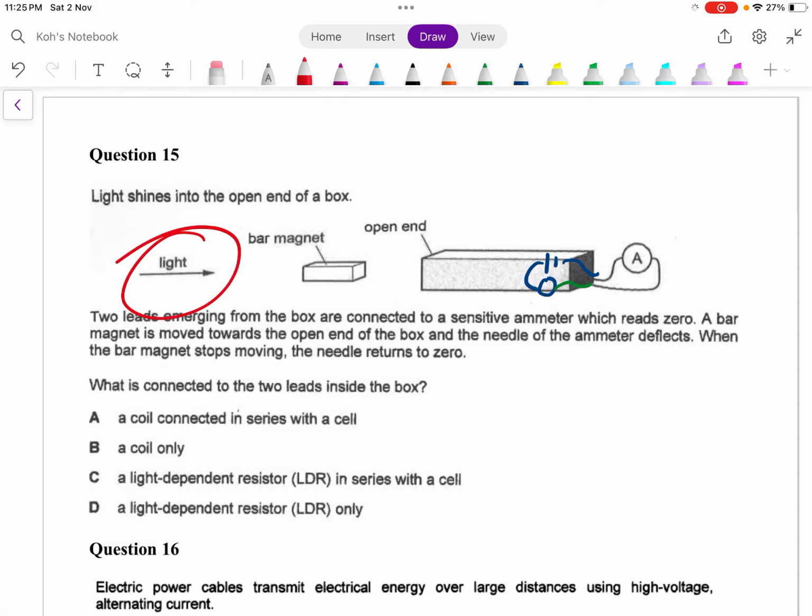Alright, so let's go through this question. We have light shining into the open end of a box, so we don't know what's inside the box, right? The two LEDs emerging from the box are connected to a sensitive ammeter which reads 0, which means there's no current flowing, right?